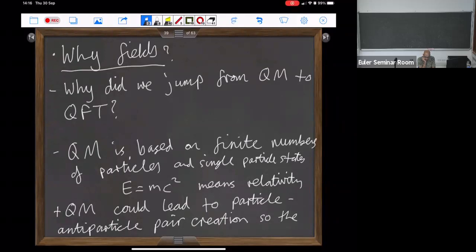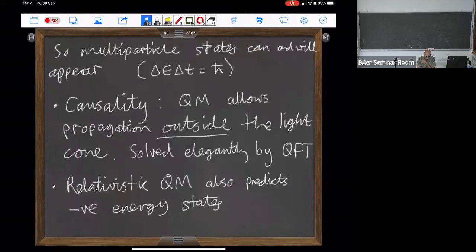As soon as it was understood that the world is relativistic, meaning that the world has Lorentz symmetry, the equation E equals mc squared means that the combination of relativity and quantum mechanics can lead to pair creation of particle-antiparticle pairs from the vacuum. Even though that is a rare process, since quantum mechanics is all about probabilities, there is some non-zero probability that it will happen. And so the point is that multi-particle states can, and they will, appear.